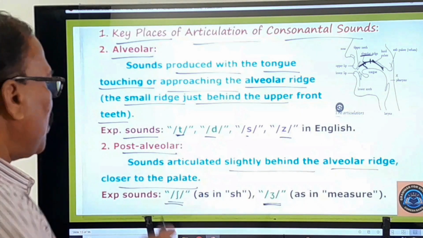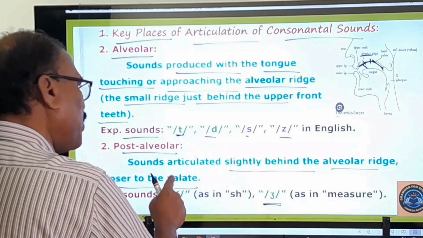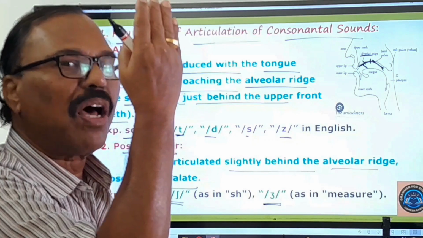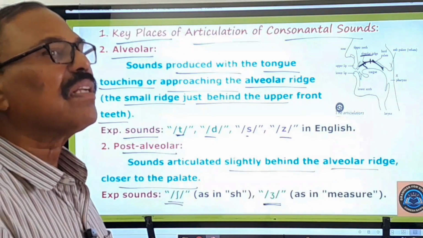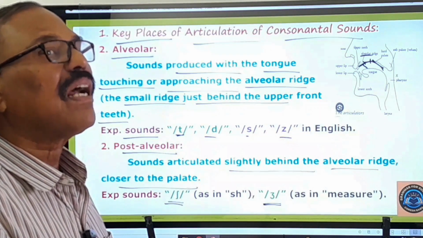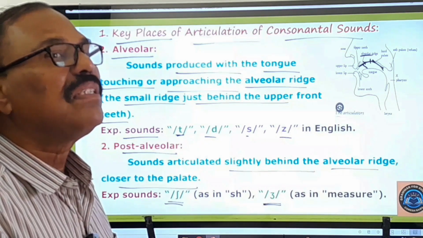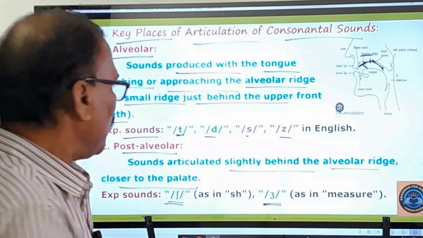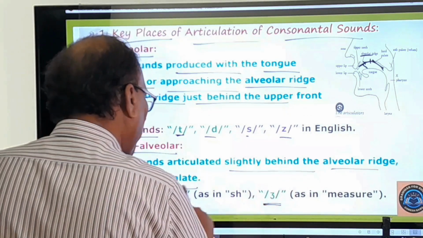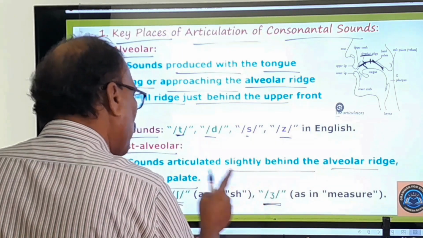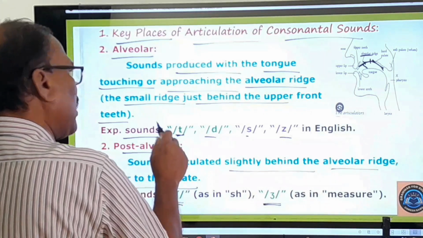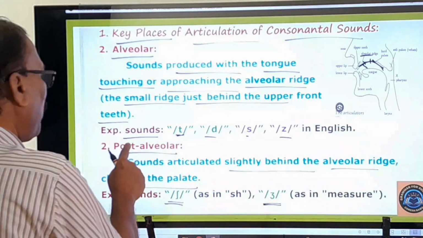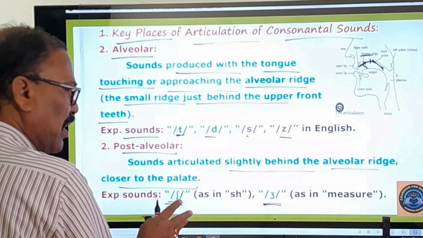Okay, ja, sha: these sounds are produced when the tongue touches the post alveolar ridge. Sha, ja. Say ja and you see the tongue is touching that post alveolar ridge. So in the pronunciation of these two consonantal sounds, sha and ja, the tongue touches the post alveolar ridge area, and therefore they are called post alveolar consonantal sounds.